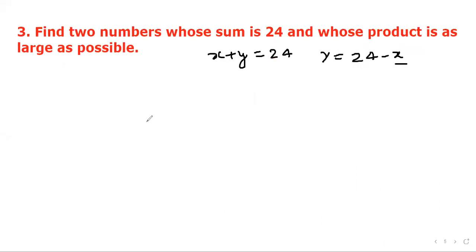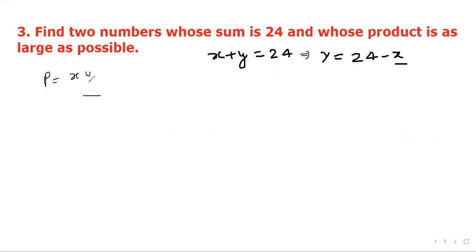Now let's go to the next question. Find two numbers whose sum is 24 and whose product is as large as possible. So x plus y equal to 24, from where we get y equal to 24 minus x, and let's denote the product as P.